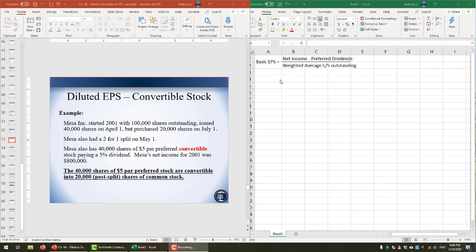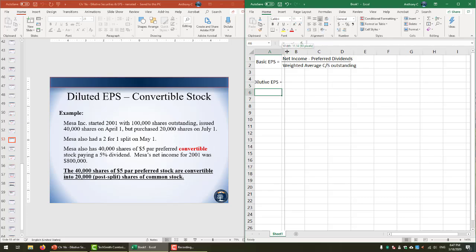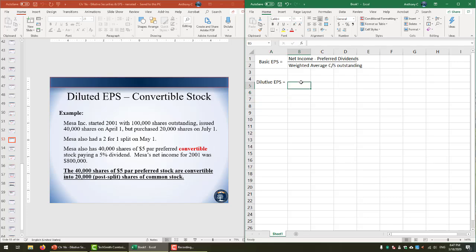Before we actually cover the example, let's just think about how convertible preferred stock would affect the EPS number if we assumed it were converted. So basic EPS, again, is just net income minus preferred dividends, and we're dividing by weighted average common stock outstanding. To calculate diluted EPS, we're going to again assume that these preferred stock are converted either from the issue date or the beginning of the year if they were already outstanding.